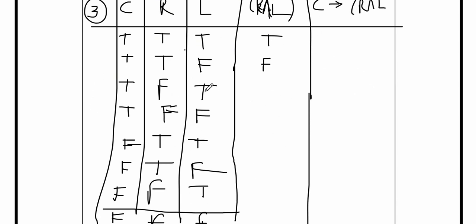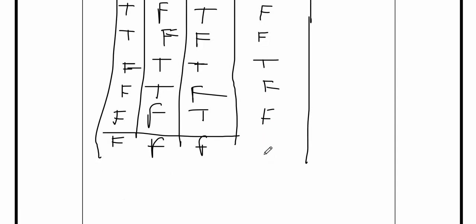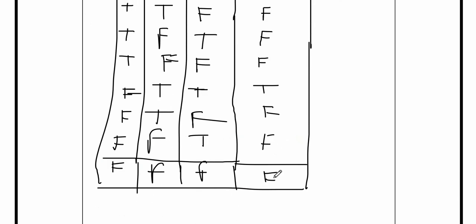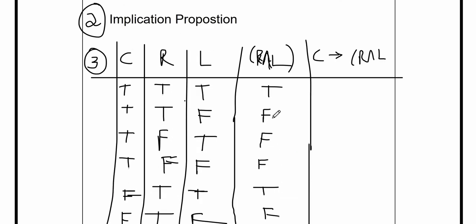Here also only one is true, so the answer is false. Here both are false, of course it will be false. Here both are true, so the answer is true. Otherwise it will be all false. Okay, so we have completed the R conjunction L column.